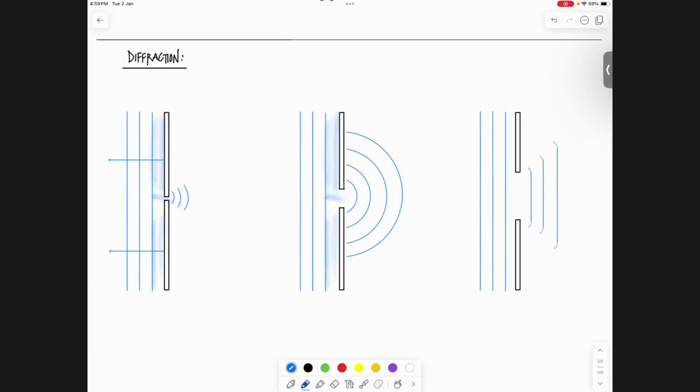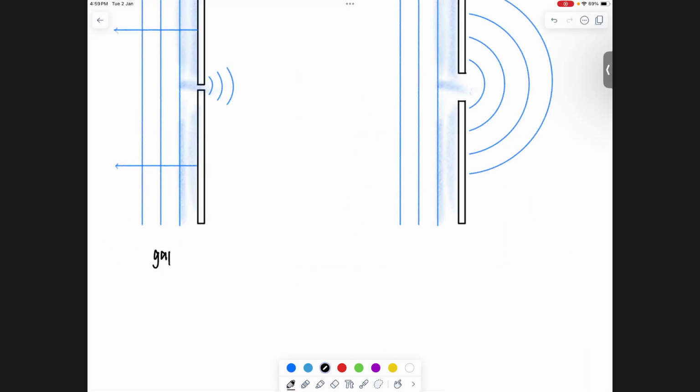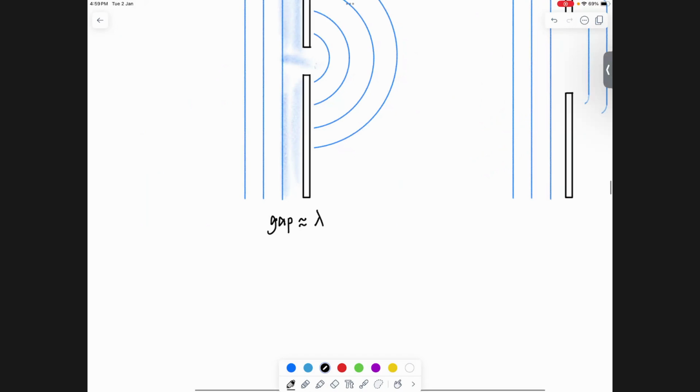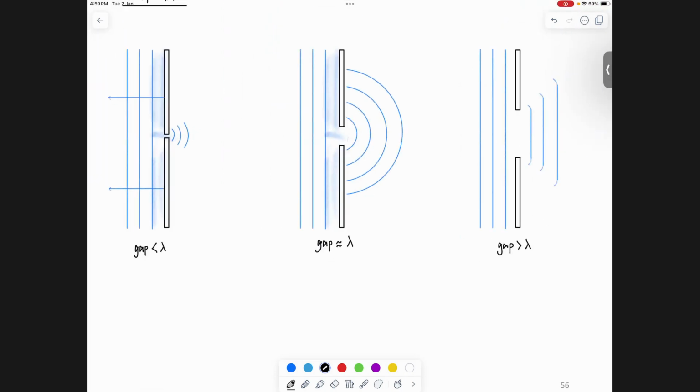Okay. So yeah, what's the requirement here? For proper diffraction, this is when your gap is less than your wavelength. This is when your gap is similar to your wavelength. This is when your gap is bigger than your wavelength. And you'll find that diffraction happens best when they're similar. Too big is a problem, too small is also a problem. So if you want to maximize this effect, equal is the best. If it's exactly equal, you get the perfect semicircle.